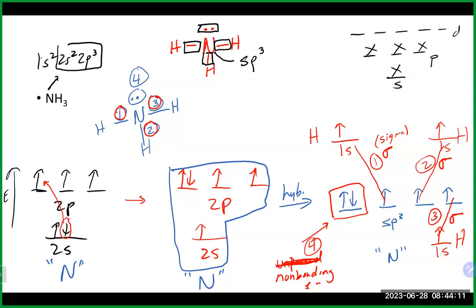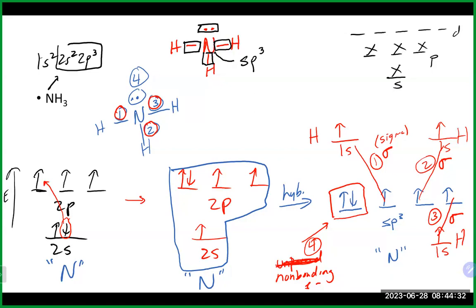Our non-bonding electrons are our lone pairs. So even this hybridization model can accurately describe where those non-bonding electrons end up, and also those lone pairs, which are the same thing. Any questions on that there?